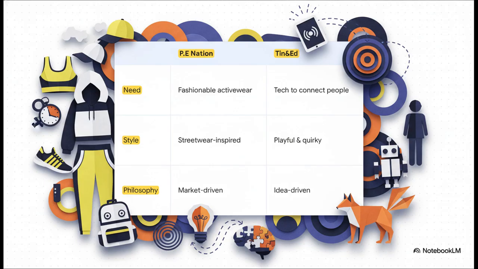I mean, look at the need each one addresses. On one hand, you have P.E Nation, who saw a clear gap in the market. Activewear that could perform at the gym, but also looked cool on the street. Now compare that to Tin&Ed. Their need is way more philosophical. They want to use technology to connect people in new ways. And that fundamental difference in purpose, well, it leads to completely different styles and philosophies.